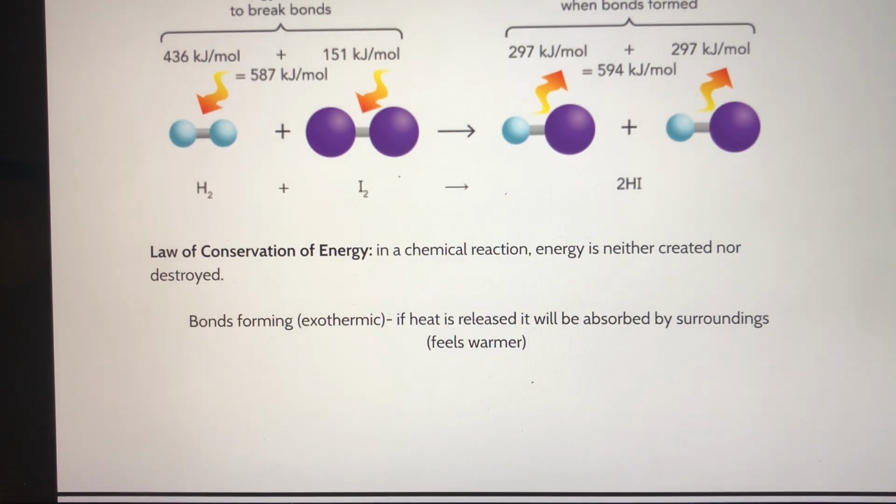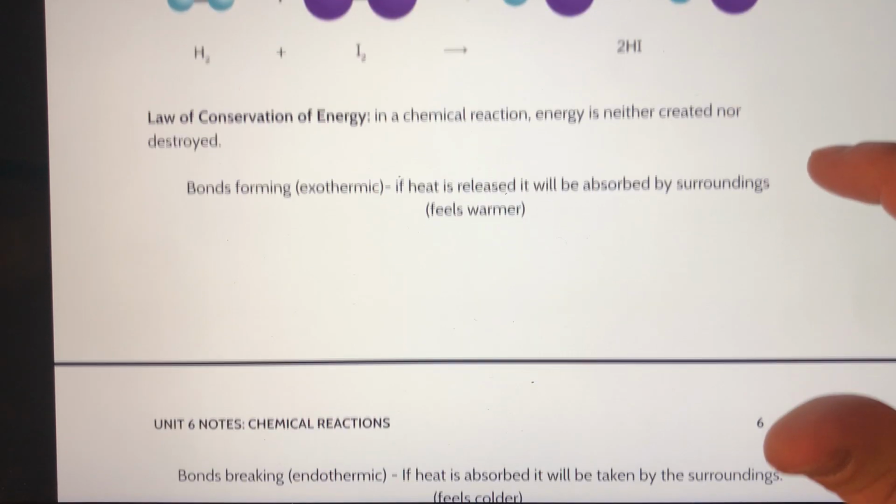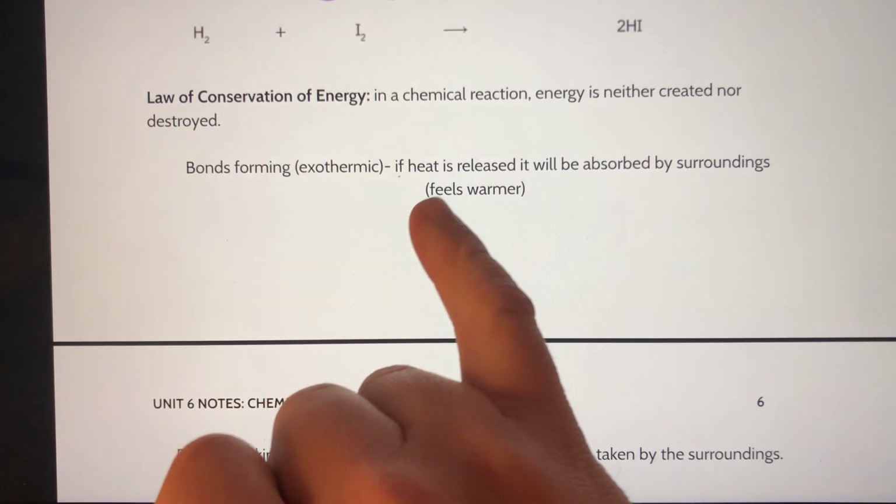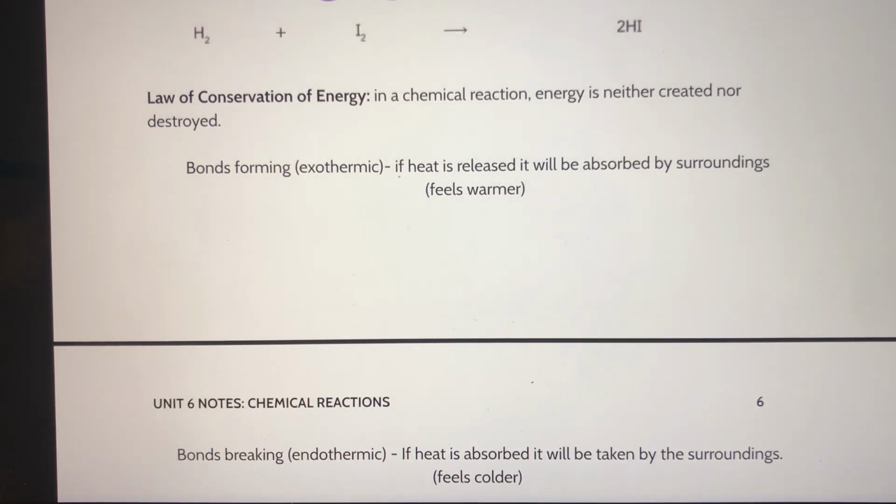Energy has to come from somewhere. Either it's being made in the reaction and put into the surroundings, or it's being taken from the surroundings. This first definition is that when bonds are forming, it's exothermic. If heat is released, it will be absorbed by the surroundings and feel warmer.